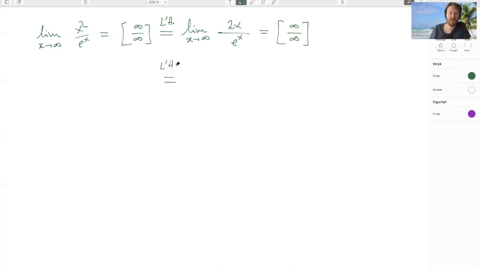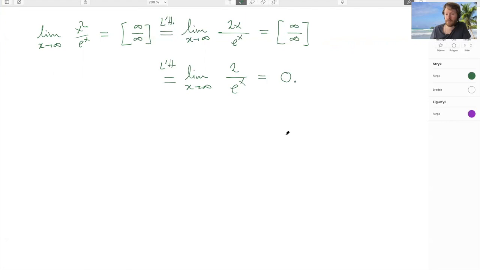And by using L'Hopital again, what do I get? Well, now my 2x has turned into a 2, and my e to the x is still an e to the x. And what is this limit? Well, 2 is just a constant, and now I have e to the x here, which I know goes to infinity. So the limit here goes to 0.